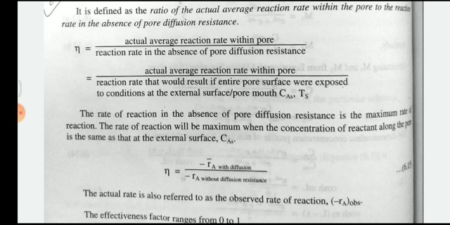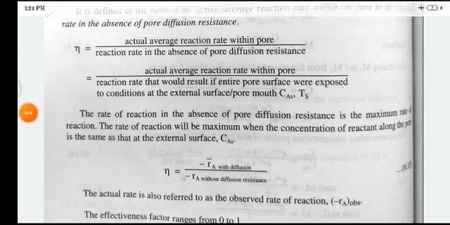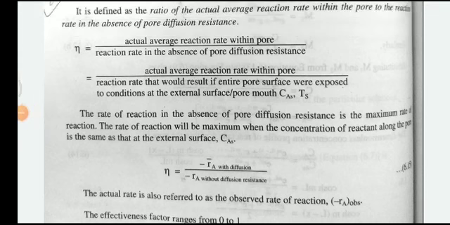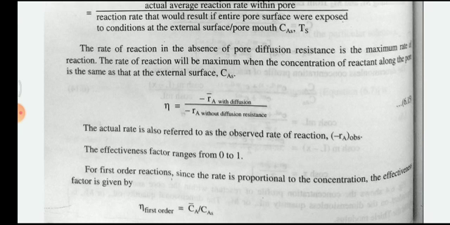The rate of reaction will be maximum when the concentration of reactant along the pore is the same as that at the external surface. Reaction rate maximum ક્યારે હોઈ શકે છે? So in that case, when the concentration of reactant along the pore is the same as that at the external surface. So efficiency is equal to -RA bar with diffusion over -RA without diffusion resistance.